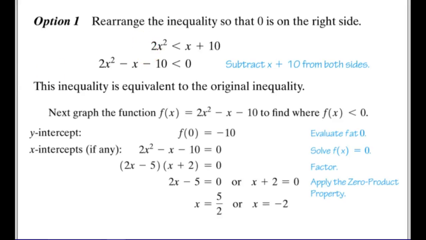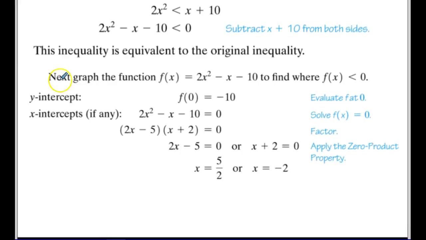So now I have just my normal inequality. Okay, so I have all of my terms, and it's going to be less than 0. So again, I need to graph this. So I find my y-intercept, so I set x equal to 0. I find my x-intercepts by setting y equal to 0. Here we can factor it out and apply the zero product property, and I find my two x-intercepts.